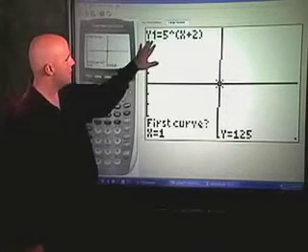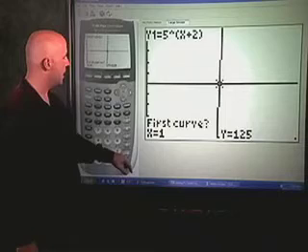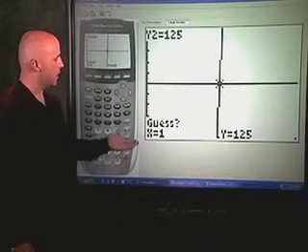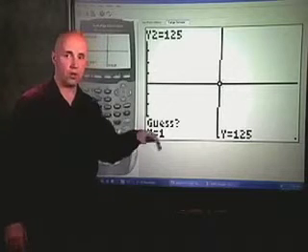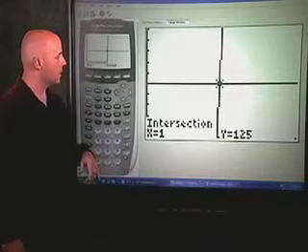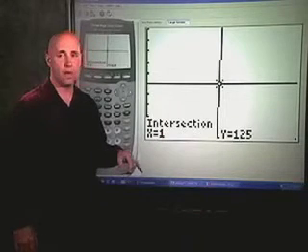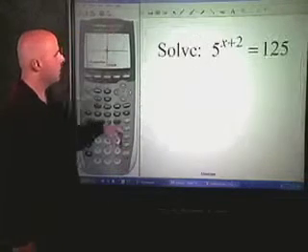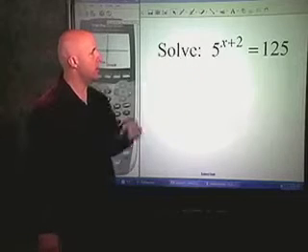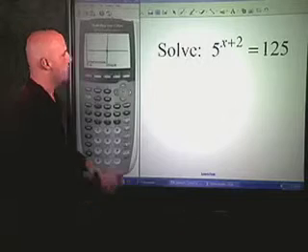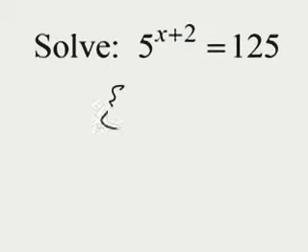The first curve is on y1 already, so we'll hit enter. The second curve we're on y2, just hit enter. And our guess, looks like we're pretty close already, so we'll just hit enter. And we find that the intersection point is at 125. Now we're looking to solve the equation 5 to the x plus 2 equals 125. From our graph, we can see that the solution set is just x equal to 1. So we'll write our solution set as 1.